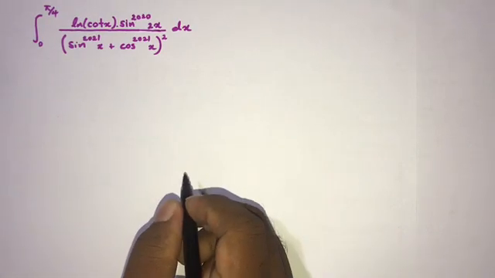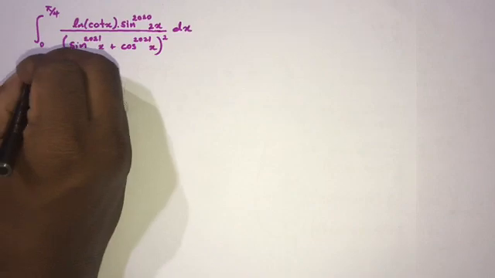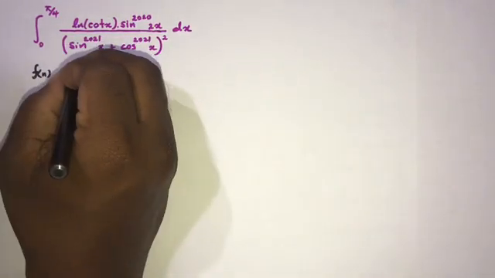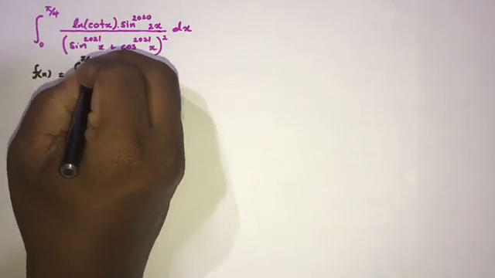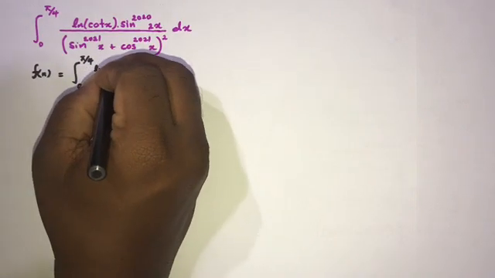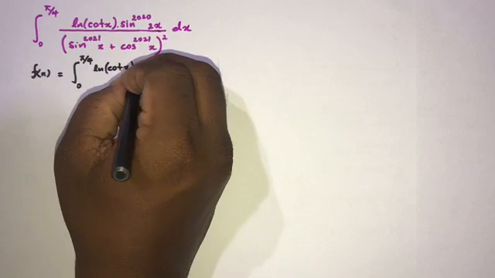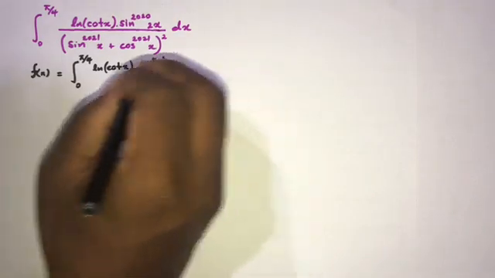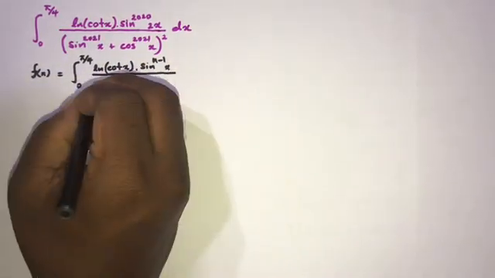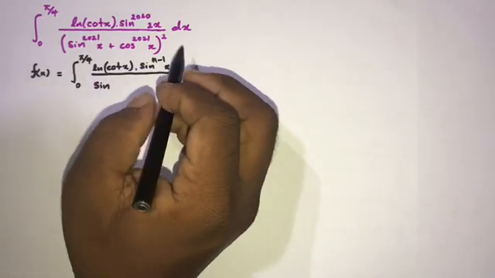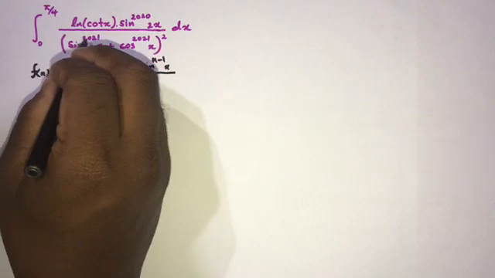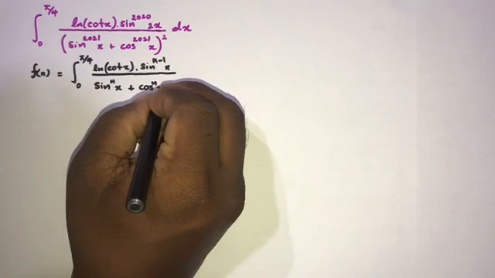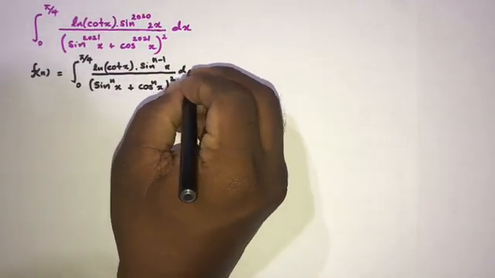Okay, how to begin? First I'm going to define a function f of n, and I'm going to take the general case: integral from 0 to pi over 4 of natural log of cotangent of x times sine to the n minus 1 power of 2x, over sine to the n of x plus cosine to the n of x, all squared, dx. Here n minus 1 corresponds to 2020.